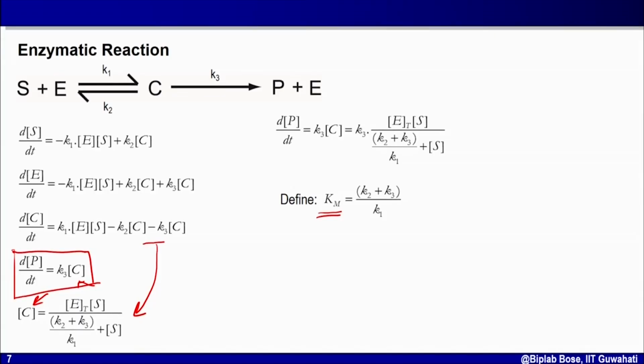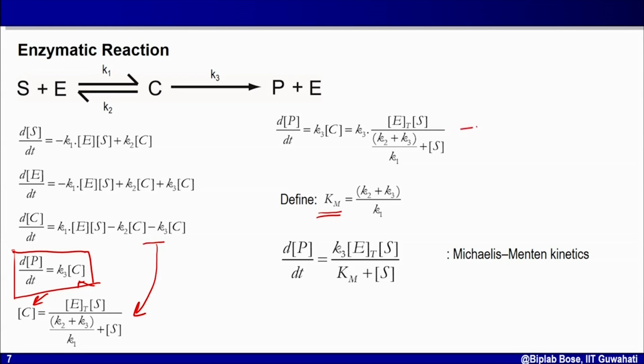So Km is defined as K2 plus K3 by K1. Now I can rewrite this ODE. dp dt is equal to K3 into Et into S, the concentration of substrate, in the numerator. Et is the total concentration of the enzyme, divided by, in the denominator, Km plus S. Km is the Michaelis-Menten constant, and remember this K3 is sometimes called Kcat. In some textbooks you may find K3 is called Kcat.